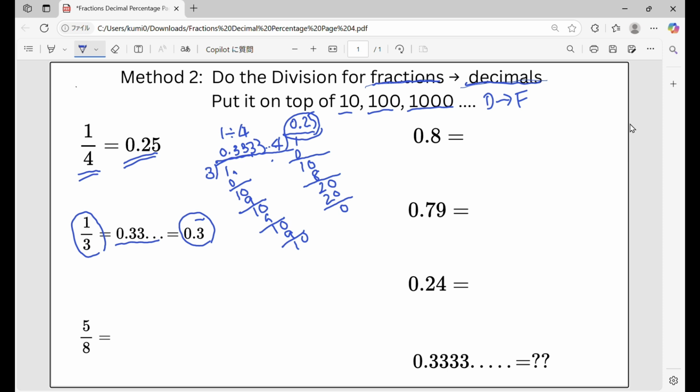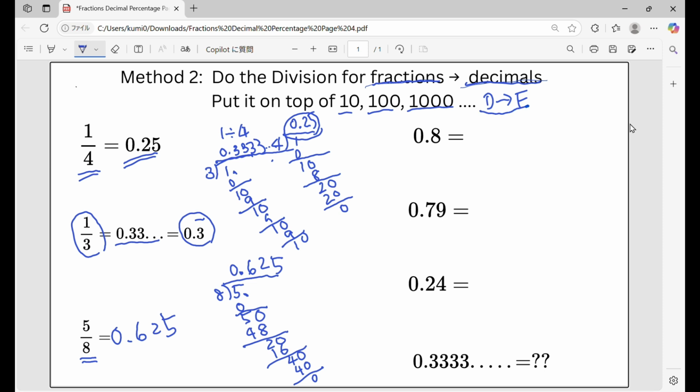Okay, we can do it with any kind of fraction. For example, 5/8. 5 divided by 8 would be, okay, how many 8's go into 5? That's 0. And then how many 8's go into 50? That's, I think, 6. 6 times 8 is 48. And then you have 20 there. 8 times 2 is 16. You have 4 and make it 40. And 8 times 5 is 40. And then there's no remainder. So you know this is 0.625. Right? So that's how you do it.